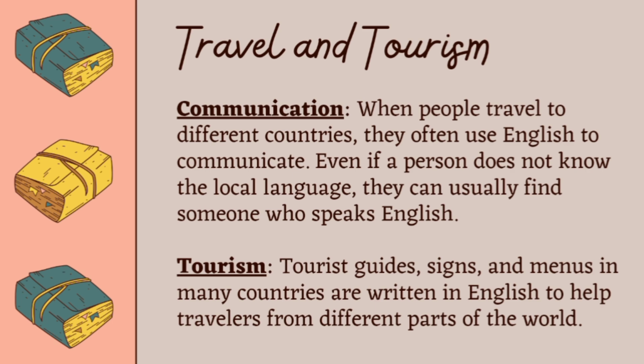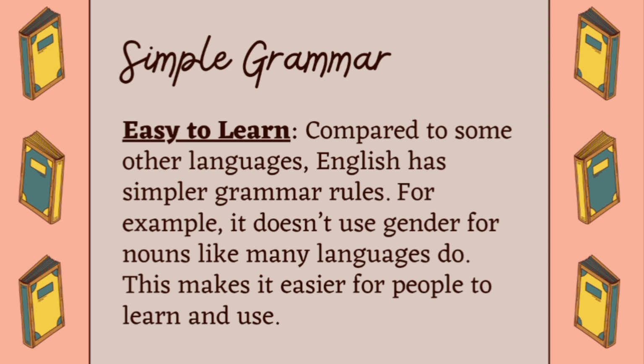Tourism. Tourist guides, signs, and menus in many countries are written in English to help travelers from different parts of the world. Next comes simple grammar. Compared to some other languages, English has simpler grammar rules. For example, it does not use gender for nouns like many languages do. This makes it easier for people to learn and to use English everywhere.